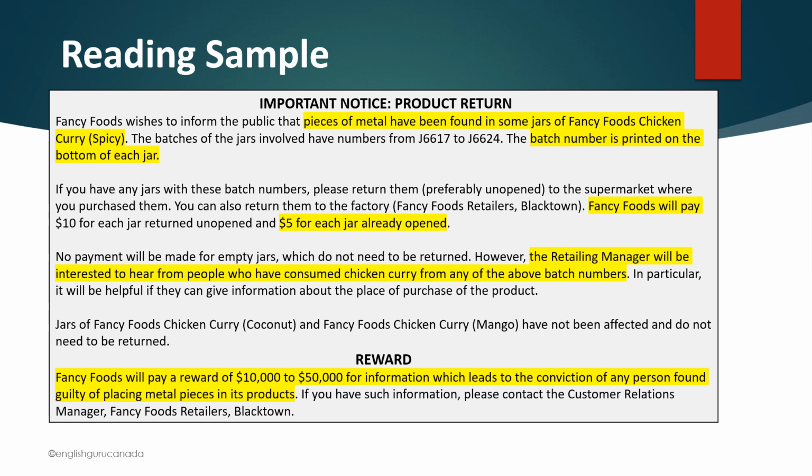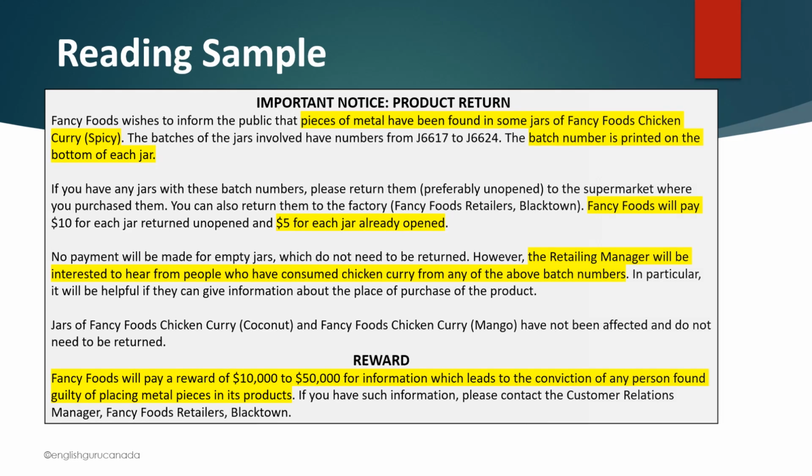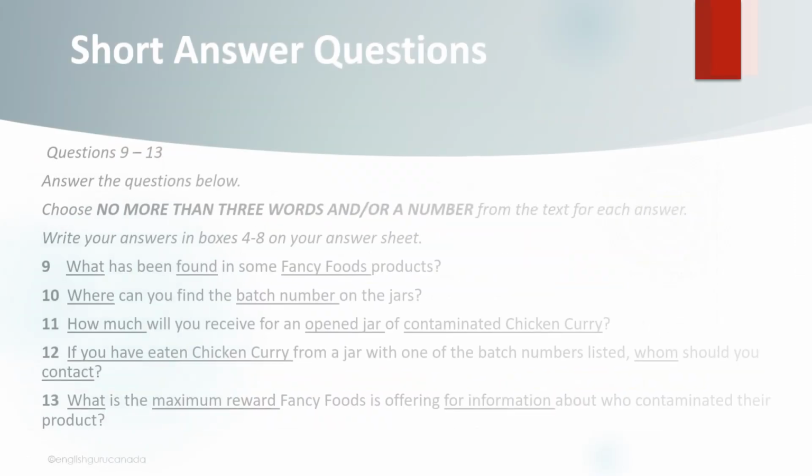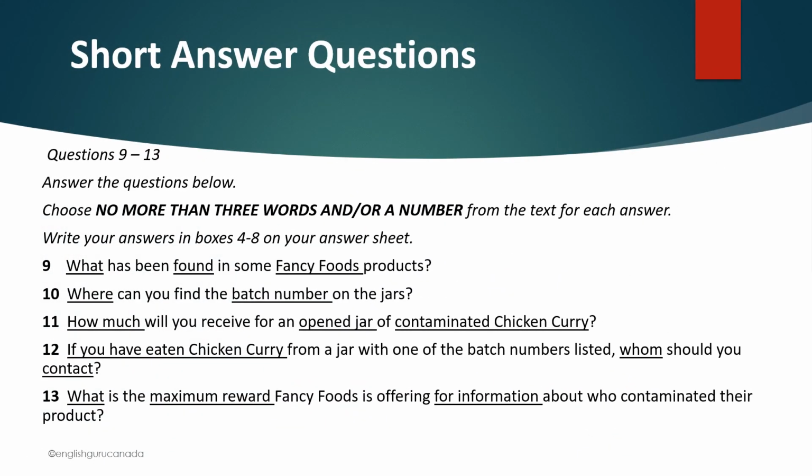So this I have marked from my memory of quickly glancing over the questions. And this is what you should do in the exam itself. You can mark or underline where you find those words. Now, coming back to the first question, what has been found in some fancy foods products?